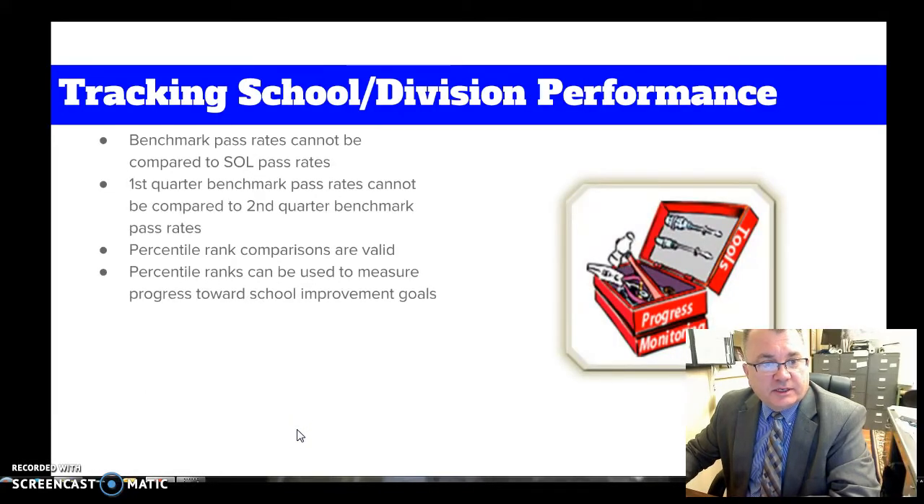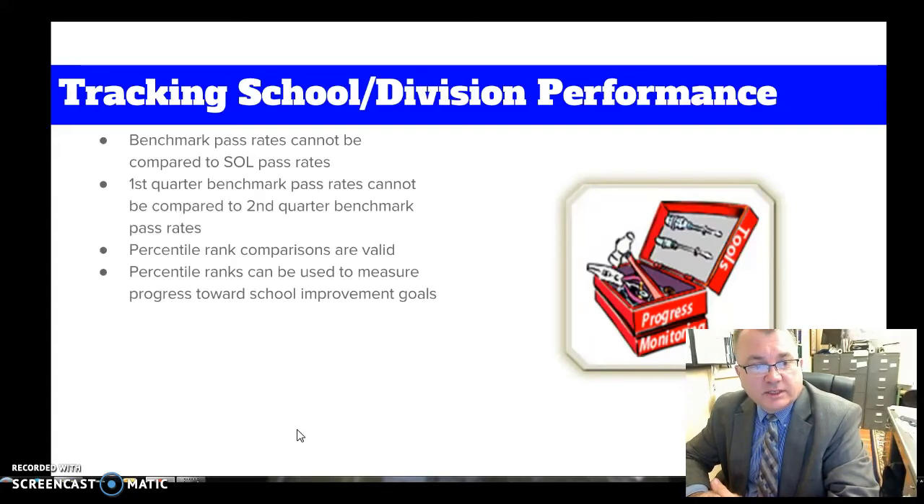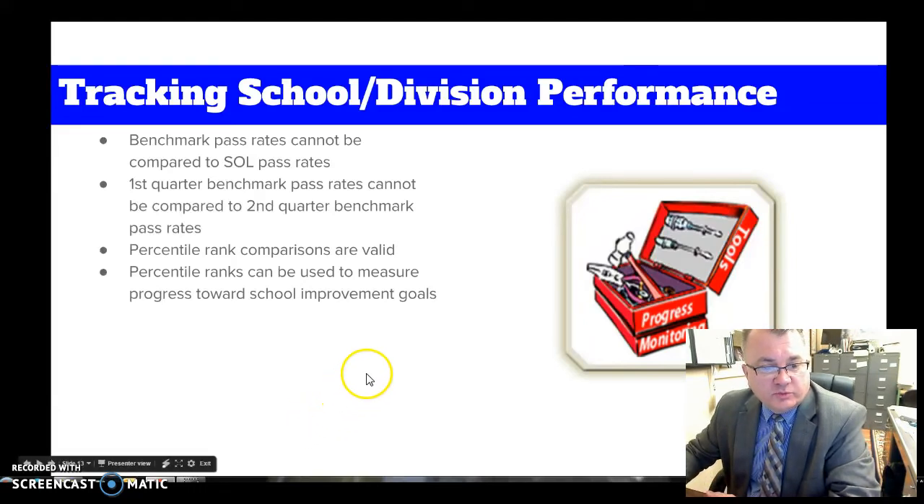Benchmark pass rates cannot be compared to SOL pass rates. First quarter benchmarks cannot be compared to second quarter benchmark rates. Percentile rank comparisons are valid, and percentile ranks can be used to measure progress toward the school improvement goals.